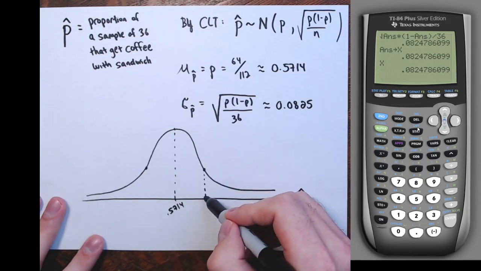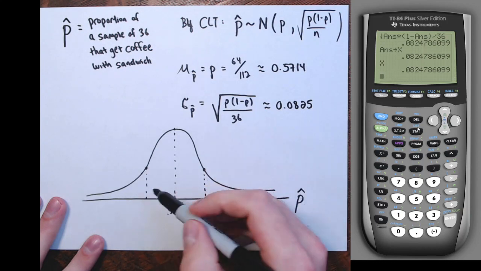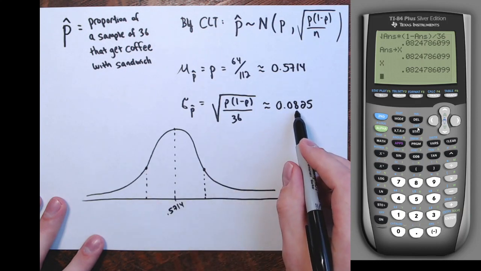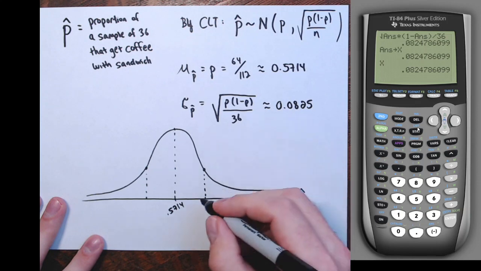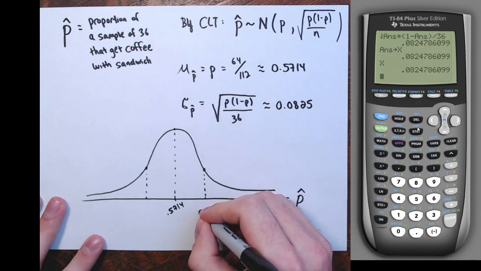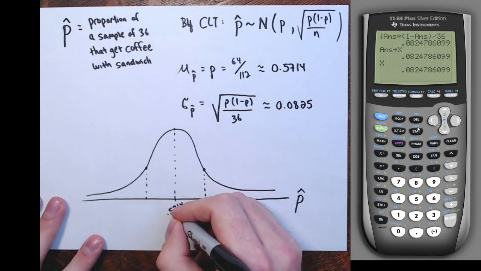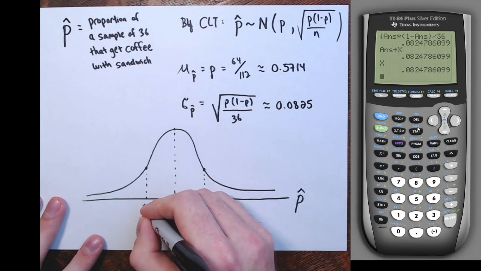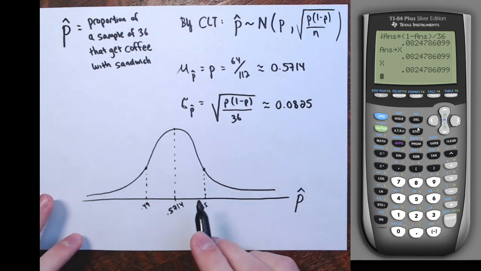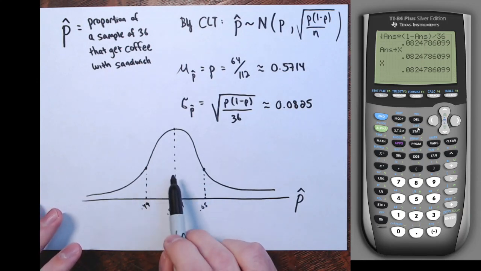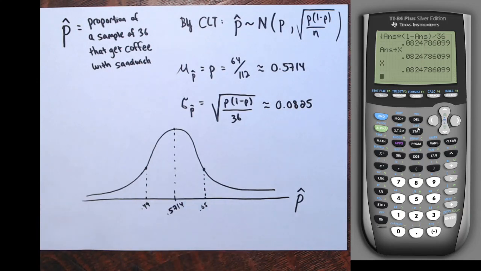And then these inflection points, right? These are about 0.08 above. So this is approximately 0.65-ish, and this is approximately 0.49-ish, right? And about 68% between these two, right? These are 1 standard deviation above, 1 standard deviation below.